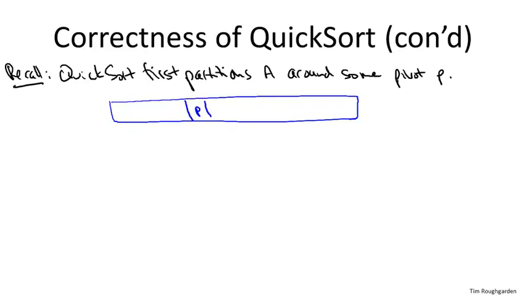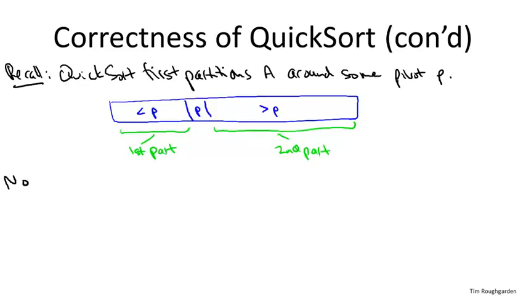The pivot is wherever it is. Everything to the left of the pivot is less than the pivot, and everything to the right of the pivot is greater than the pivot. This is how things stand at the conclusion of the partitioning subroutine. So let's call the stuff less than the pivot the first part of the partitioned array, and the stuff bigger than the pivot the second part of the partitioned array.